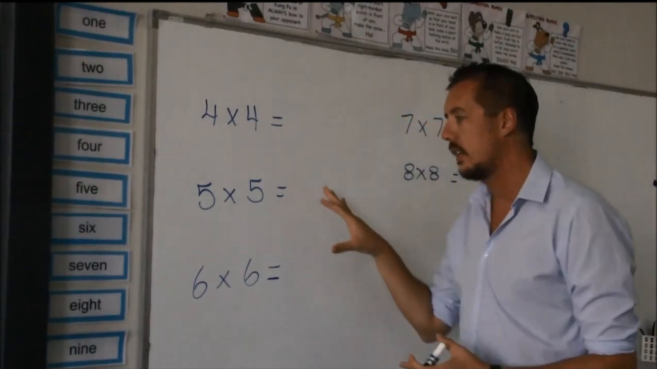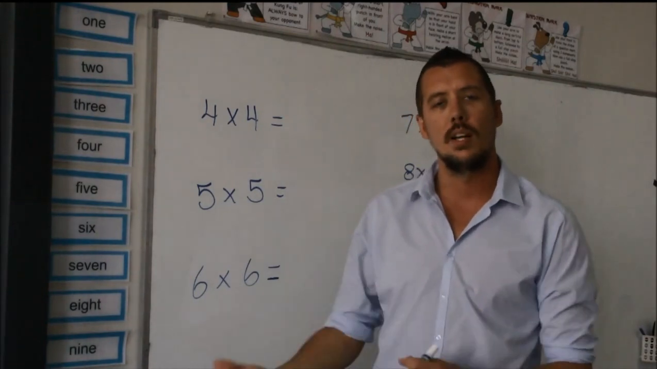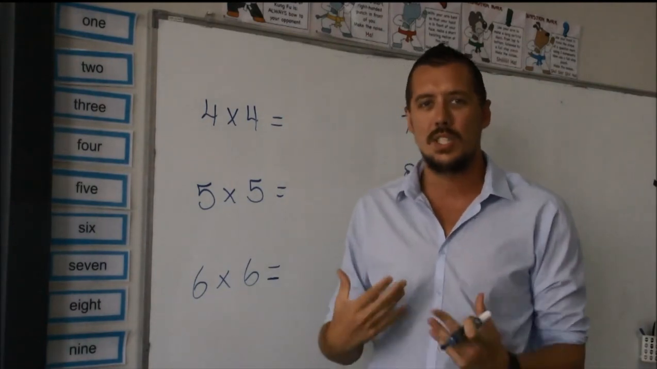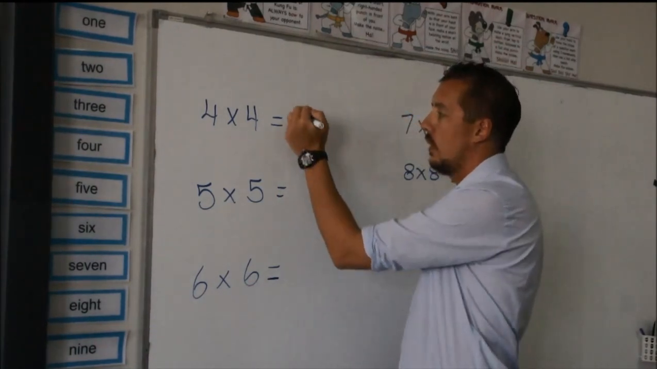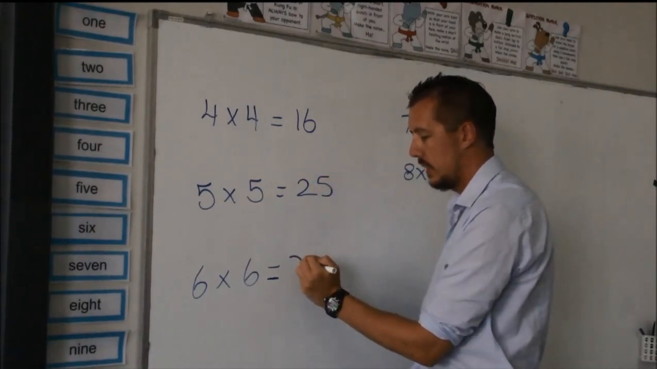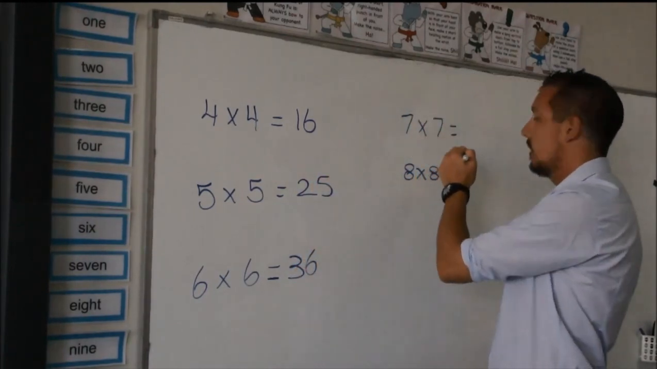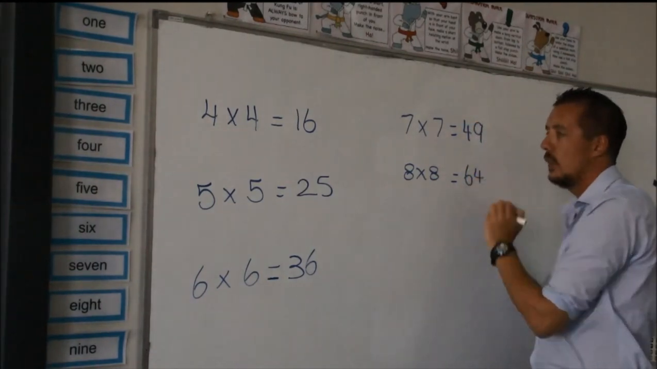Now obviously as they grow older, we would start to refer to these calculations as square numbers. But for the younger children, we tend to just talk to them about these being key calculations for them to learn. So obviously 4 times 4, we have is 16, 5 times 5, 25, 6 times 6, 36, 7 times 7, 49, and 8 times 8, 64.